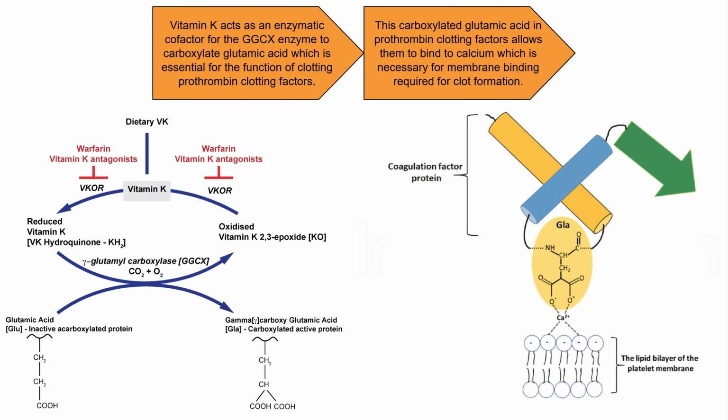This is the blood clotting slide. Vitamin K is an enzymatic cofactor necessary to help the GGCX enzyme carboxylate glutamic acid. This double carboxylated compound binds well to calcium, which is necessary for the membrane binding ability seen in clotting factor proteins that allows them to bind to membranes, which of course is necessary for successful clotting.